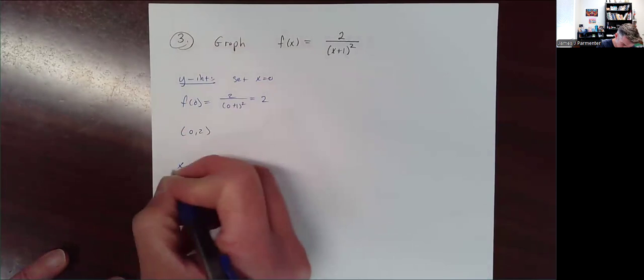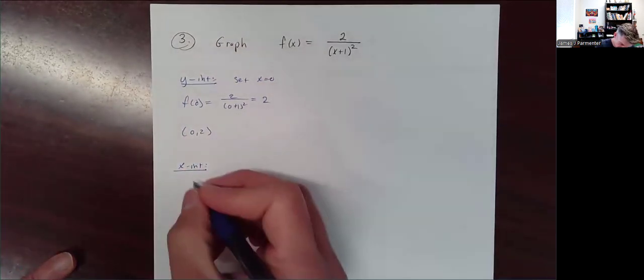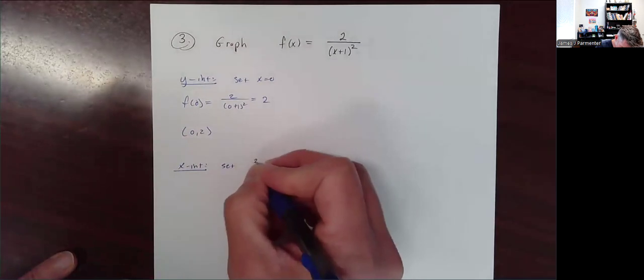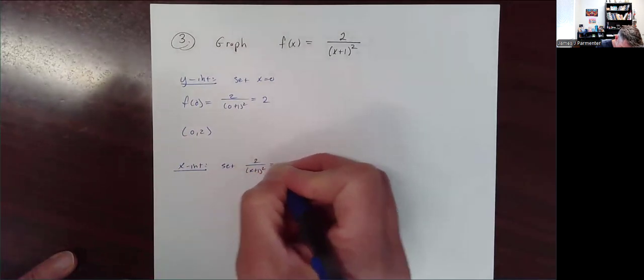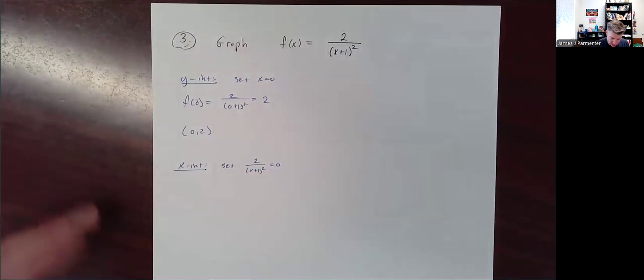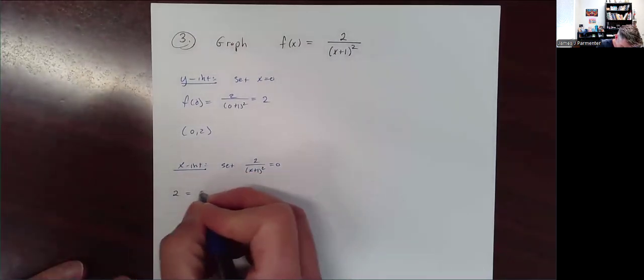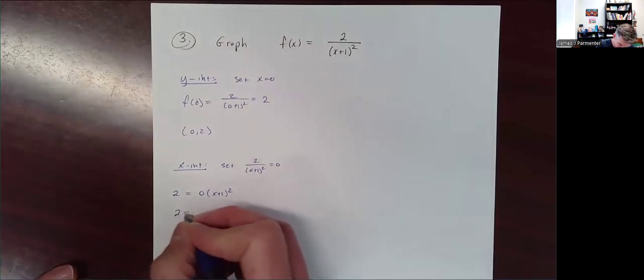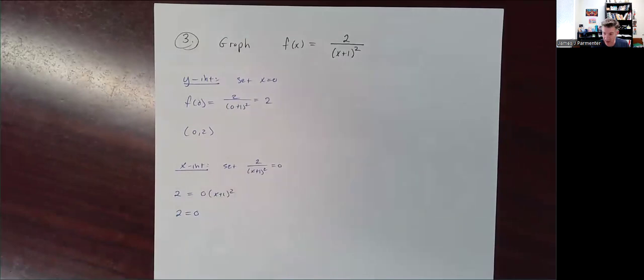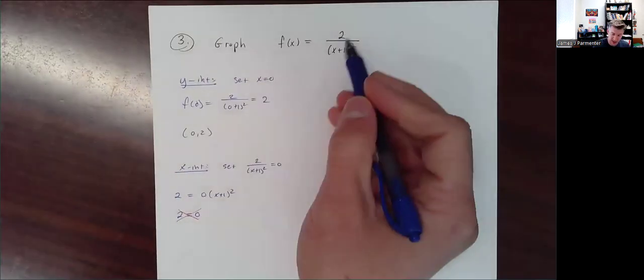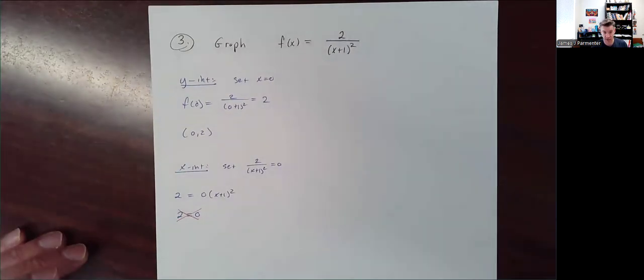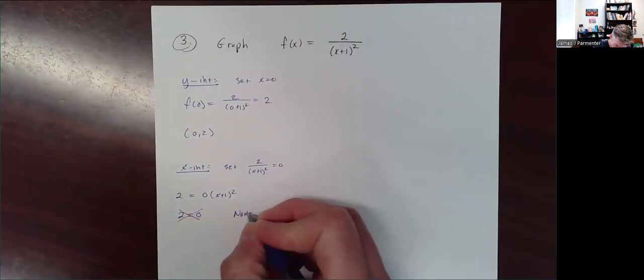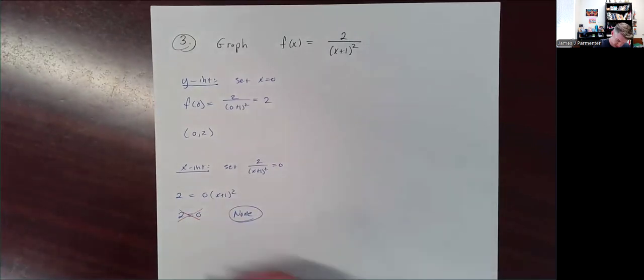X-intercepts. So here's where we set the whole thing equal to 0. So set the whole function, 2 over (x plus 1) squared, equal to 0. But then if you multiply both sides by the denominator, you're just going to get 2 equal to 0 times (x plus 1) squared. In this case, it's kind of dissatisfying because you get 2 equal to 0, which isn't true. So we get no solution, which means there's no x-intercept. A general statement that is true is that if your numerator can't ever equal 0, you're not going to get any x-intercepts. So no x-intercepts.